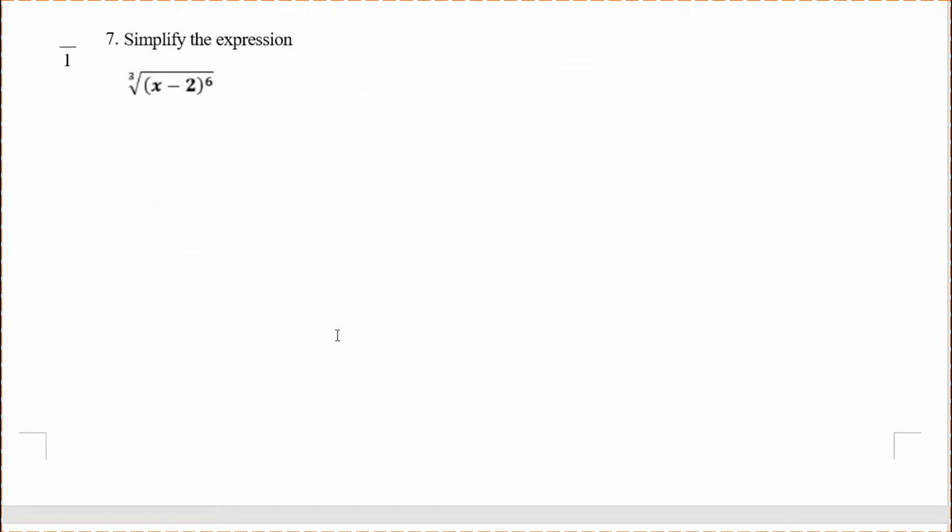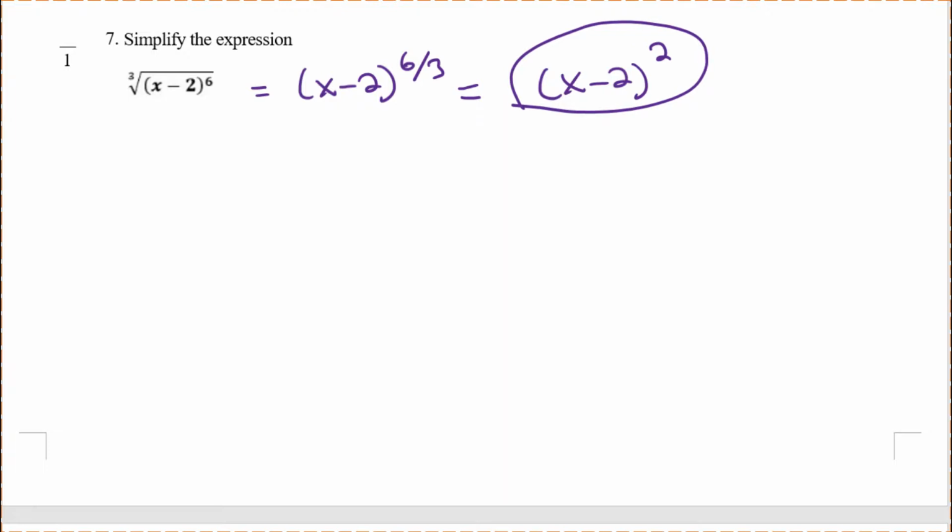Simplify the expression. So we're going to rewrite this in terms of radicals. So remember, it's power over index. So we have 6 over 3 is 2, so we have x minus 2 to the 2nd power. And remember, if we're doing a cube root, we're just going to leave it as is. So that's our final answer.